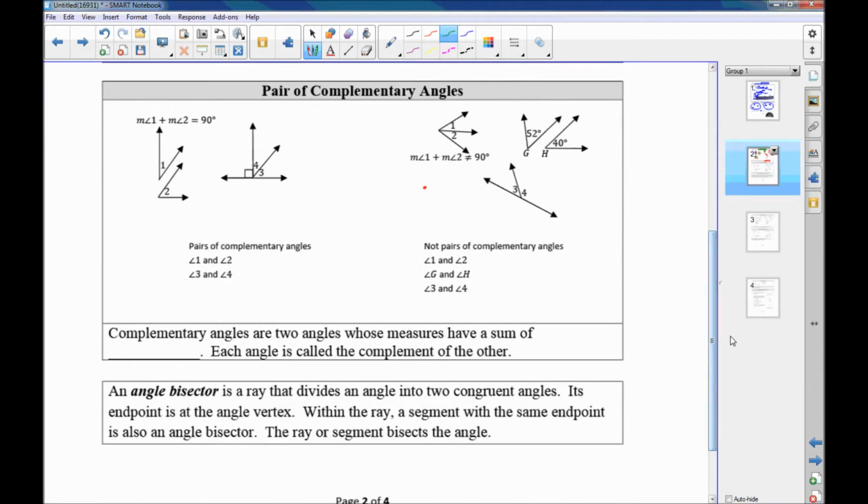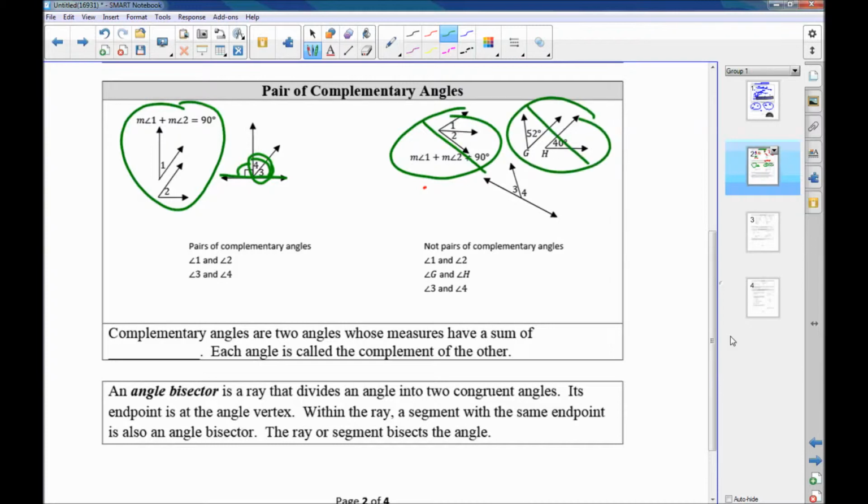All right. A pair of complementary angles. So angles 1 and 2 add up to 90. Here's another pair, 3 and 4. What would those add up to? Let's see. The whole thing is 180. Together they make 90 because this part over here uses up 90. Angles 1 and 2 here do not make 90, so they're not complementary. These two do not make 90, they're 92. And these two add up to 180, so they're not complementary. So complementary angles are two angles whose measures have a sum of 90 degrees. Each angle is called the complement of the other.